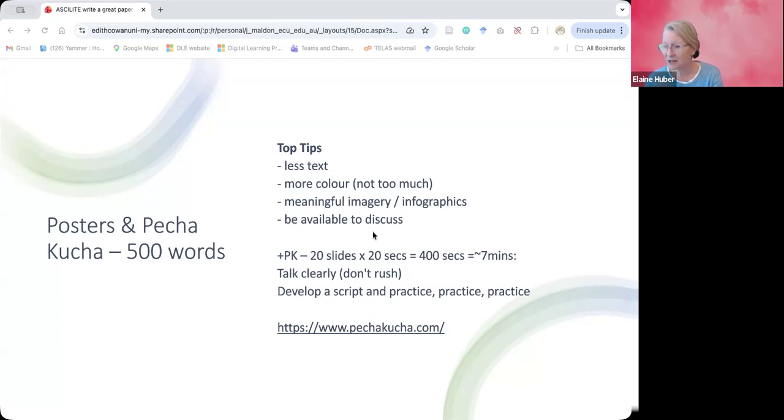Pecha Kucha, I think somebody put this in the chat before, thank you. 20 slides, 20 seconds per slide, about 7 minutes roughly. So the idea with Pecha Kucha is you're going to practice, practice, practice. Don't rush. You set the Pecha Kucha up on auto advance, so there's no clicking, you just talk as the slides go around behind you.